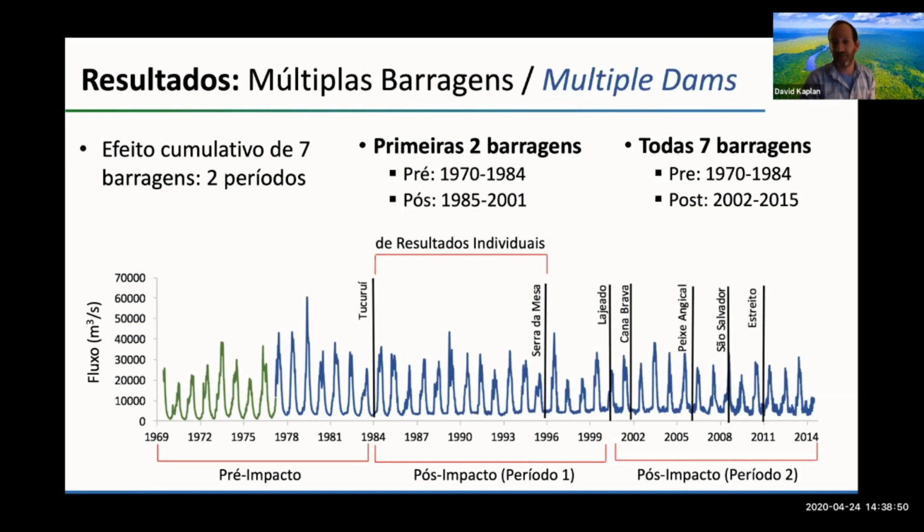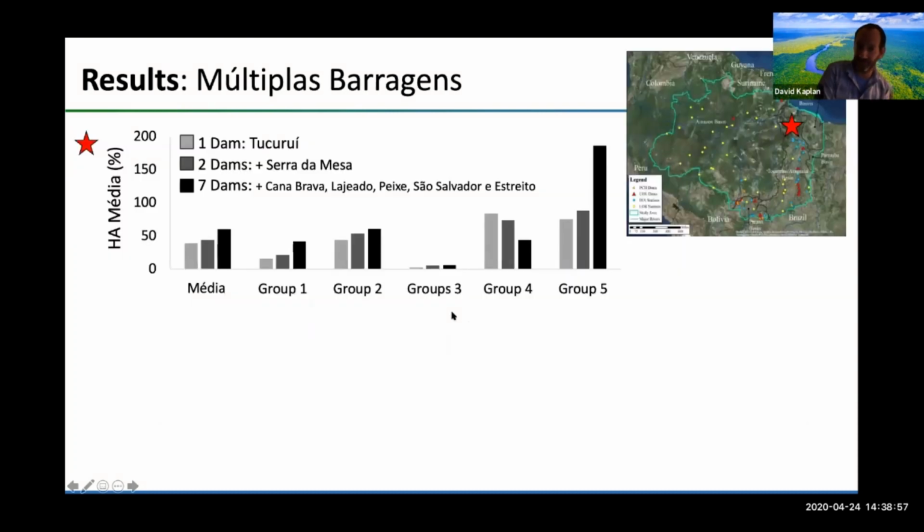And so there's a lot of ways to parse this. There's a lot of stations that come off and online, but these are some of the most useful for comparing cumulative effects. So I have here again the mean hydrologic alteration across the different groups, and I have the different gray bars as with 1 dam, with 2 dams, and with 7 dams. Now some of these dams are upstream, some are downstream. In this case, Tucuri is the most downstream station, so each dam that comes online is an added upstream change in the water delivery.